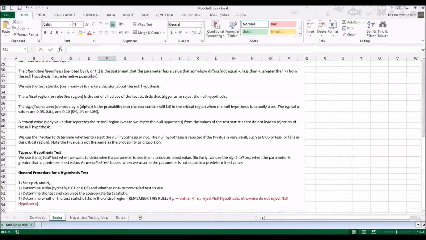And to make a decision for the p-value method, the rule is, once you find the p-value, compare that with alpha. If the p-value is less than alpha, you reject the null hypothesis. Otherwise, you do not reject the null hypothesis, meaning that if the p-value is greater than alpha, you do not reject the null hypothesis, and you proceed with your conclusion. So let's see this in action.